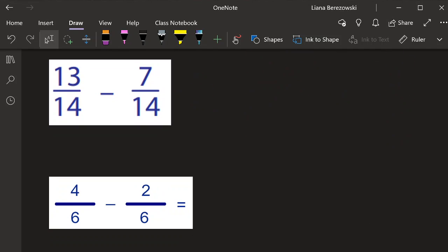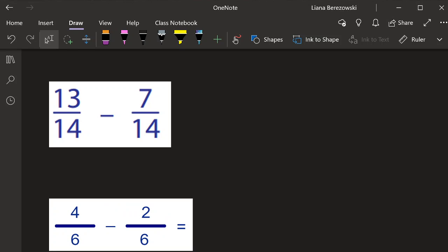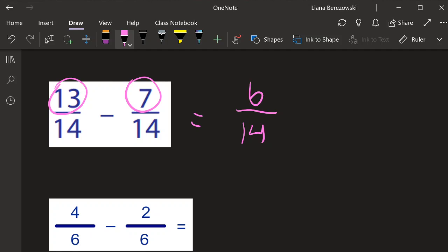Let's try another example here. So this one here, we have 13/14 minus 7/14. Okay, so again, we have those like denominators. These are like fractions. Our denominator won't change. We don't do anything with it. It just stays as 14. And then we want to subtract our numerators. So we have 13 minus 7. So 13 minus 7, that's going to be 6.